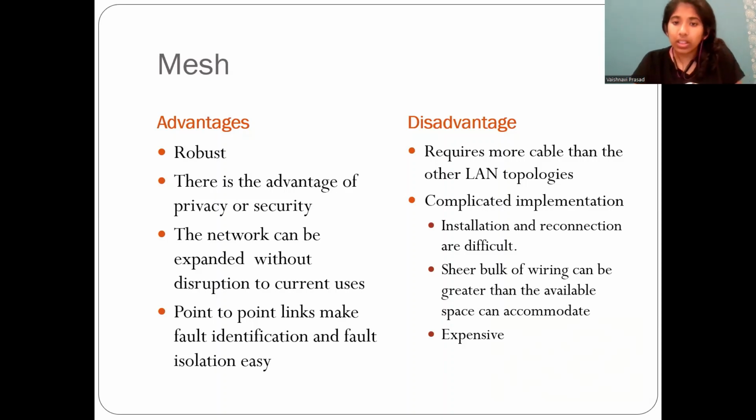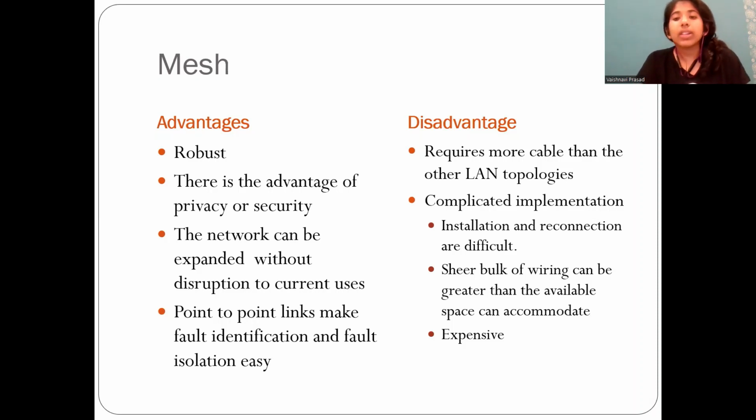These are the advantages and the disadvantages. It's robust. There is an advantage of privacy and security, since each node is connected to other nodes. The network can be expanded without disruption to current users. Point-to-point links make fault identification and fault isolation easy, because it's a point-to-point dedicated channel. If a fault happens, it's very easy to identify that.